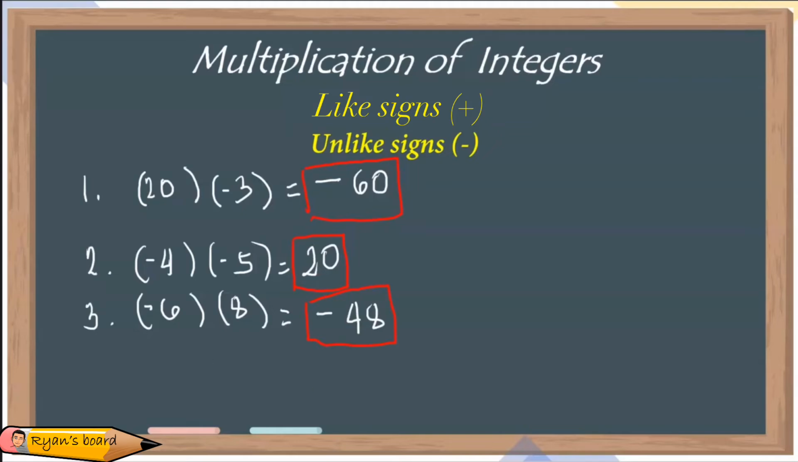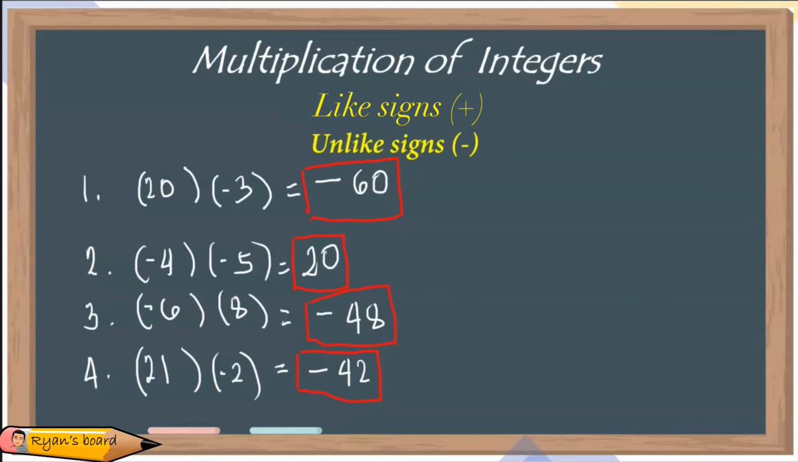Okay? Now, let's have another one. Let's say 21 times negative 2. Unlike signs or like sign? So, positive yung 21, yung 2 ay negative. So, unlike signs, the sign is negative. What is 21 times 2? That is 42. So, our answer is negative 42. Tandaan, hindi natin tinitingnan kung sino ang maliit o malaking number. Just follow the rule, no? Like sign, positive. Unlike signs, negative.